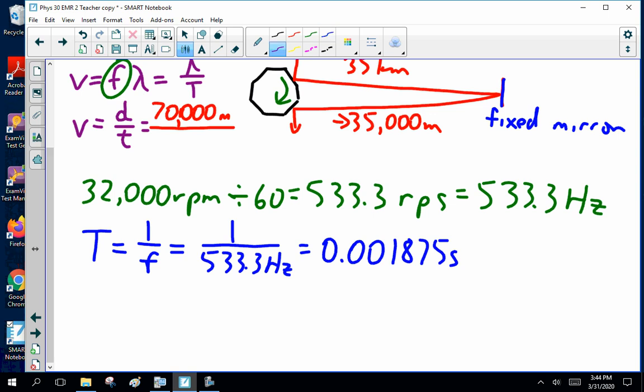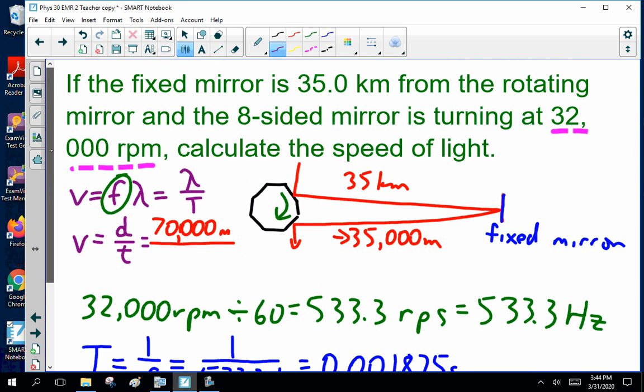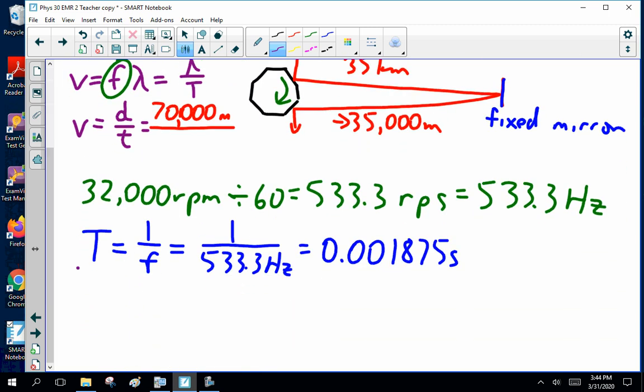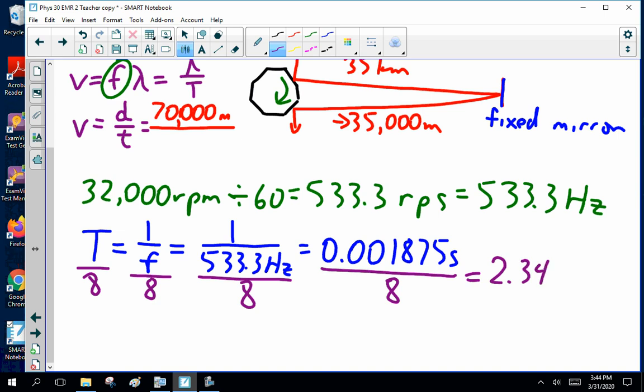Now what's the trick? Well, it's an 8-sided mirror, so it's 1/8 of a rotation. So the actual period is 1/8 of this, which is 2.34 times 10 to the minus 4 seconds. Okay.